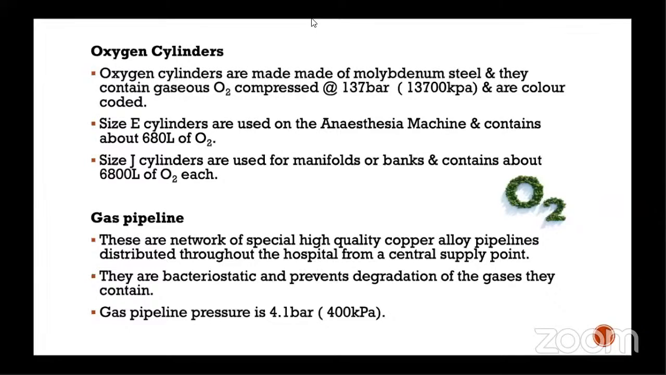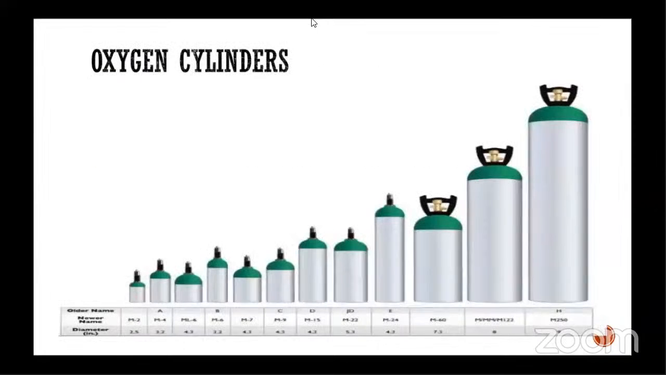The gas pipeline is simply connected and distributed around the hospital in order to facilitate the distribution of oxygen, either from the bank or from oxygen plants, to get to the end users. This copper alloy pipeline is preferred because it's static and prevents degradation of the gaseous oxygen that runs through it. And this is pressurized at the level of 4.1 bar.